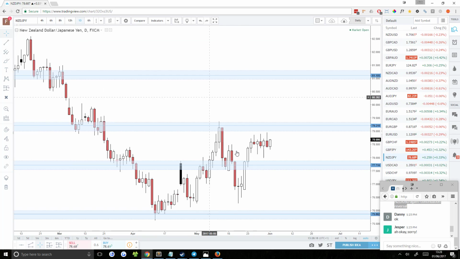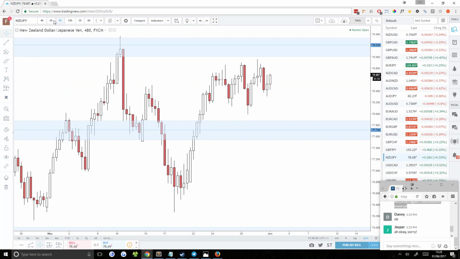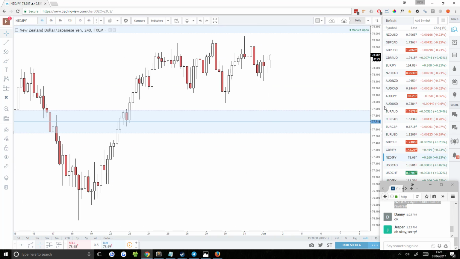All right, New Zealand JPY is in between. Look at that move. Look at that range. That is a tight range. New Zealand JPY is just ranging tightly in between support and resistance. Nothing much we can trade there.